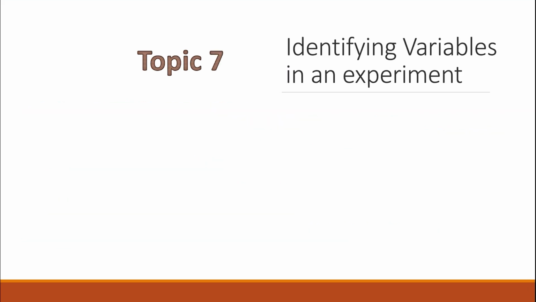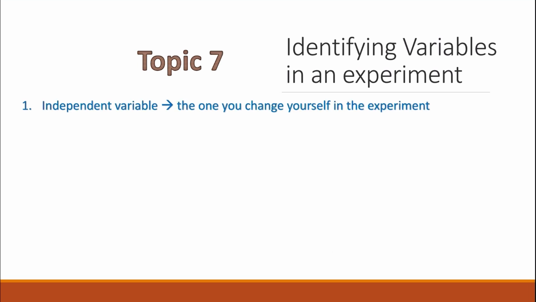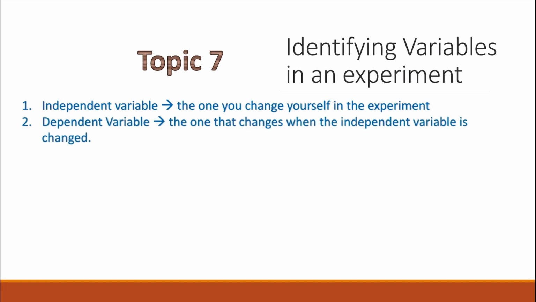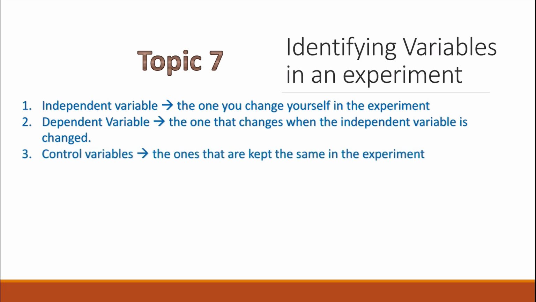You should be able to identify the different variables in any experiment. Remember that the independent variable is the one that you change yourself in the experiment. The dependent variable is the one that changes when the independent variable is changed. And then control variables are the ones that are kept the same in the experiment when you change the independent variable and then measure the dependent one.